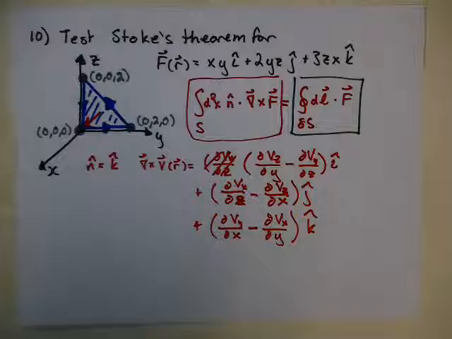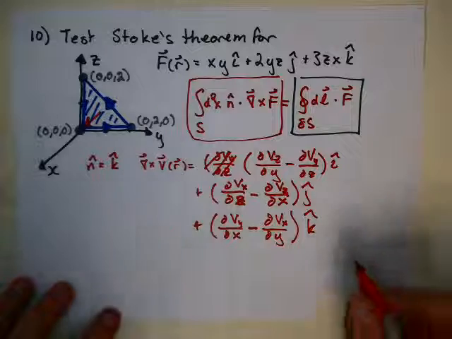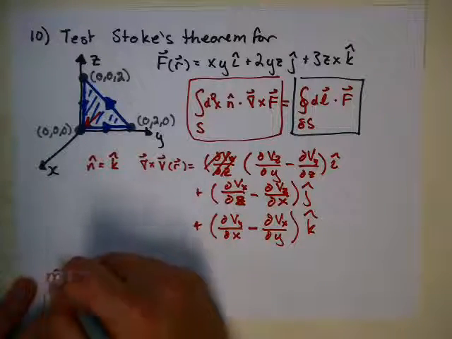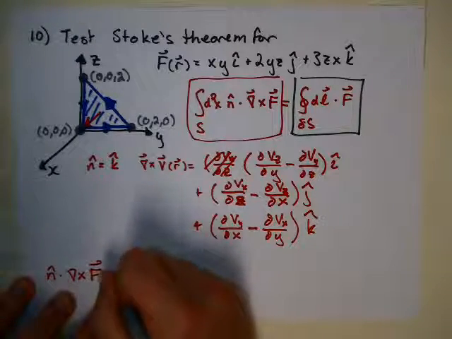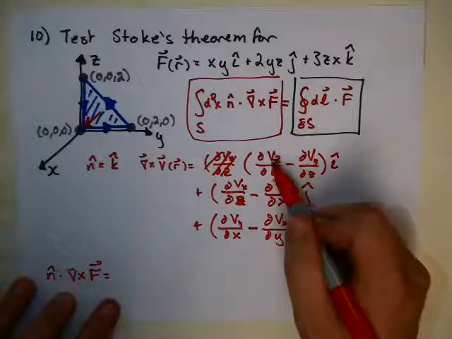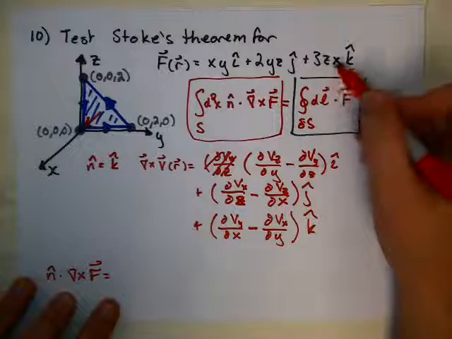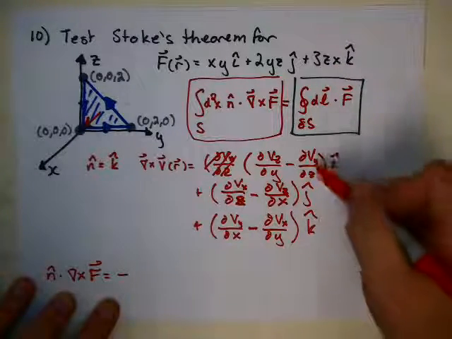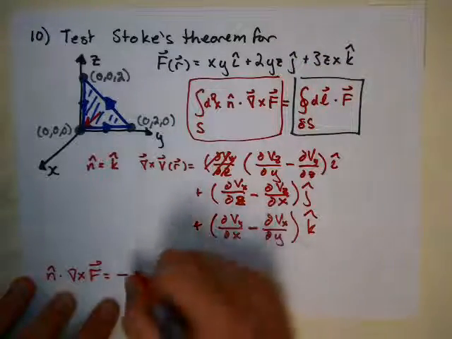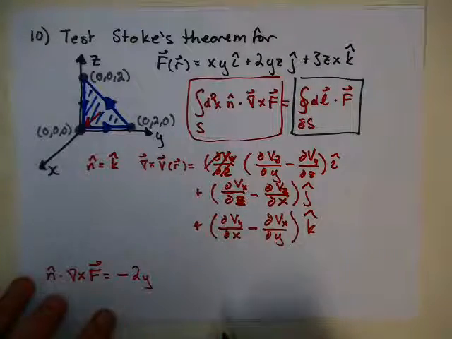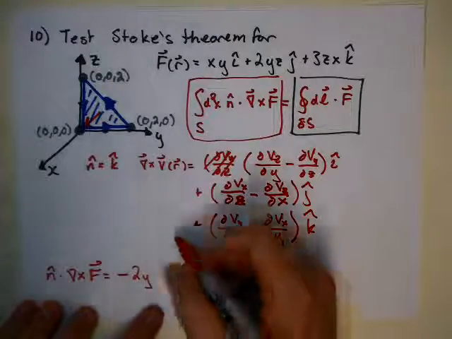Now first, if I'm taking n hat onto the curl, I only need to evaluate the k component. So I can write down n hat dot curl of my explicit f is going to be the partial of fy with respect to x minus the partial of fx with respect to y, which is 0 minus 2y. Okay? So now we need to figure out what the area is for our system.